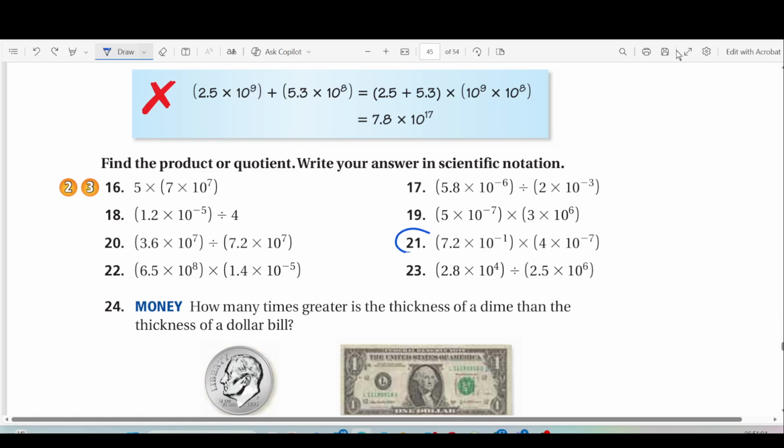So you try 21 and 23. Try these two. I'll be right back. Meanwhile, you get your answer.